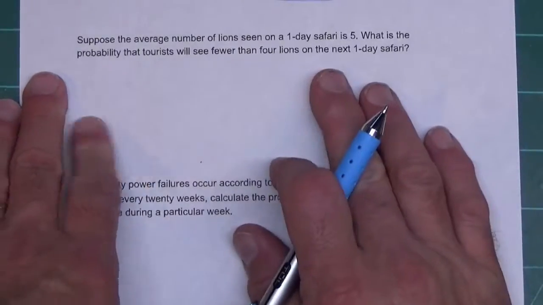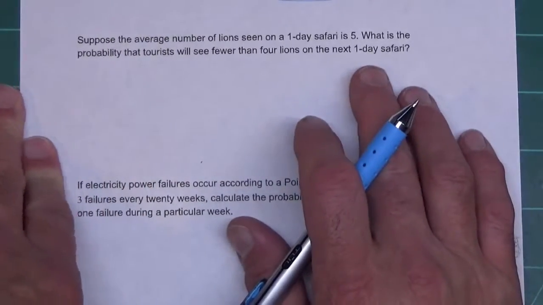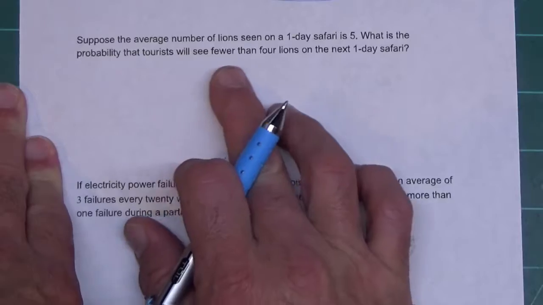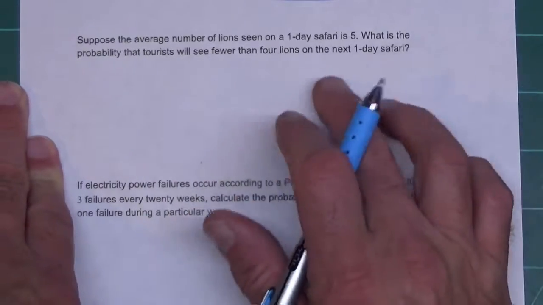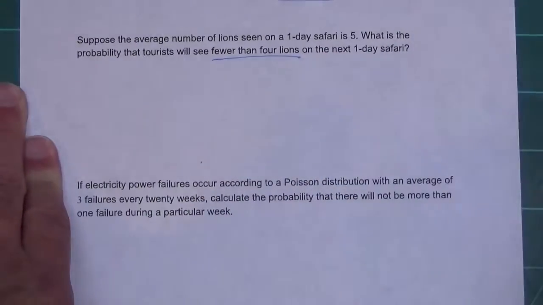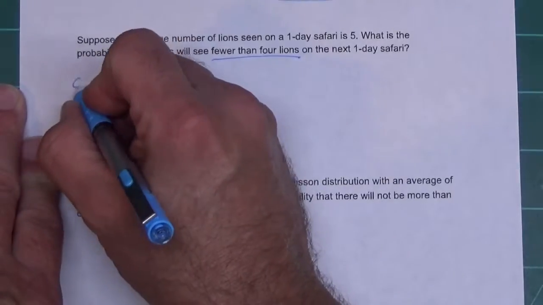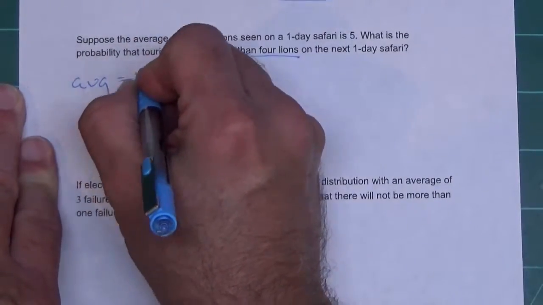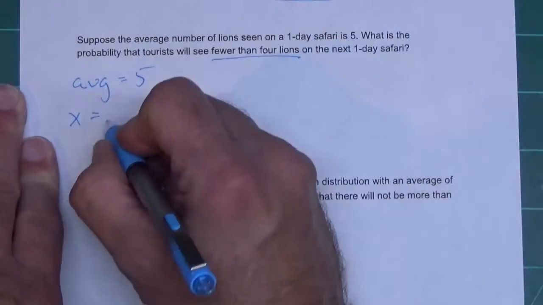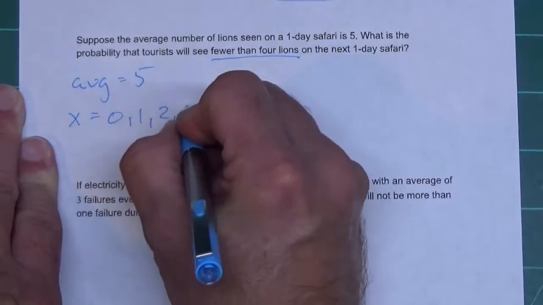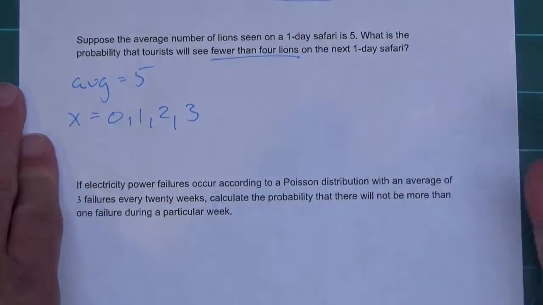All right, next one. Suppose the average number of lions seen in a one-day safari is 5. What's the probability tourists will see fewer than 4? Now this one, fewer than 4, means I'm going to have multiple values for X. Our average is 5. My X values fewer than 4 is 0, 1, 2, and 3. And won't go over 4.